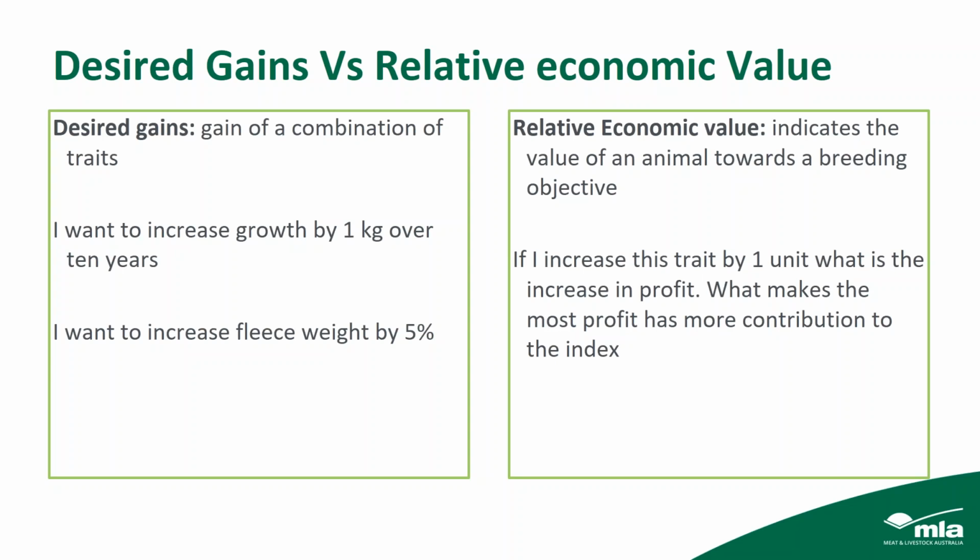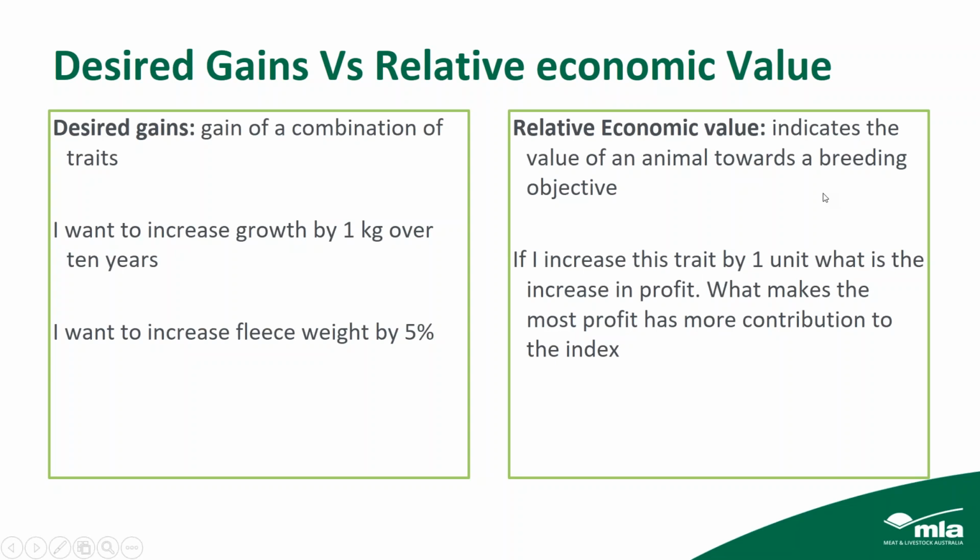So that brings us to the difference between a desired gains and a relative economic value index. A desired gains index is essentially just a combination of traits. For example, if our goal was to increase our growth by 1 kilo over 10 years, we would put a huge proportion of our pressure on increasing growth. Carcass Plus is a desired gains index, and essentially it's made up of 65% emphasis on growth, 35% emphasis on muscle, and 5% emphasis on decreasing fat. For another example, if we had fleece weight, we could say our goal is to increase fleece weight by 5%, but we want to maintain our current level of fibre diameter, so we would put a large proportion of our emphasis on fleece weight and a small proportion on fibre diameter.